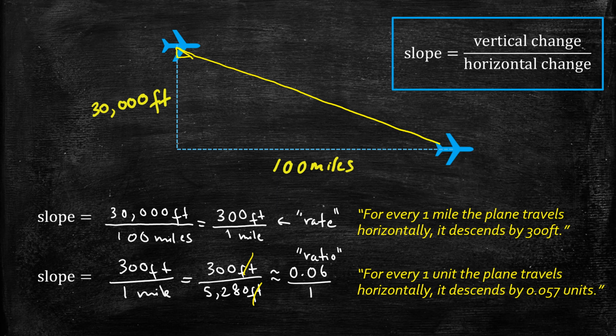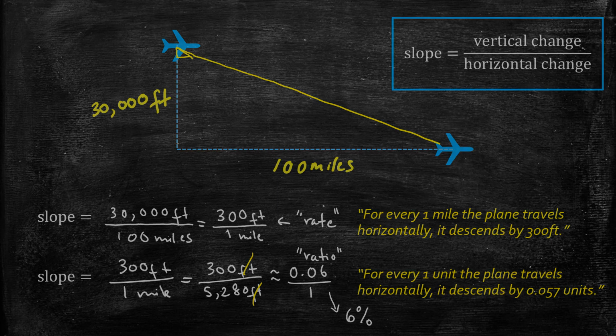And the nice thing about keeping the units the same is that you can express this as a percent. So therefore you can think of this as the vertical descent will always be 6% of whatever the horizontal distance traveled is. So now we understand slope as a ratio, and that can also be represented as a percent.